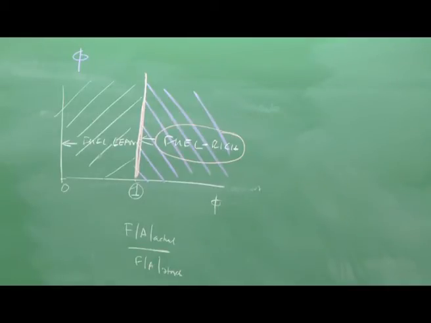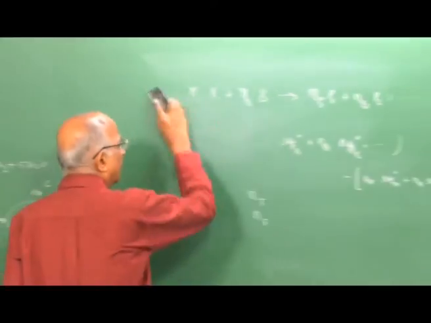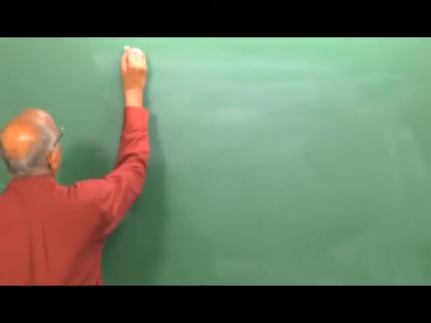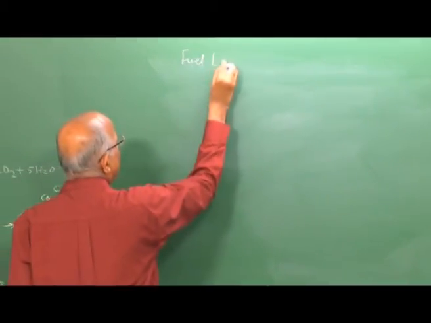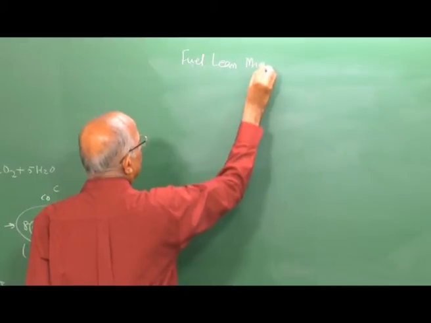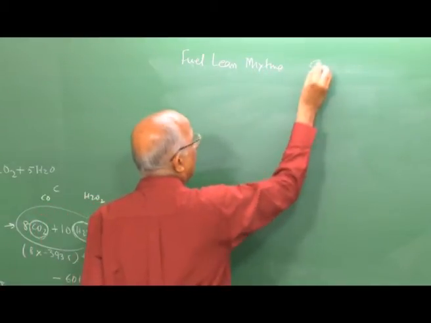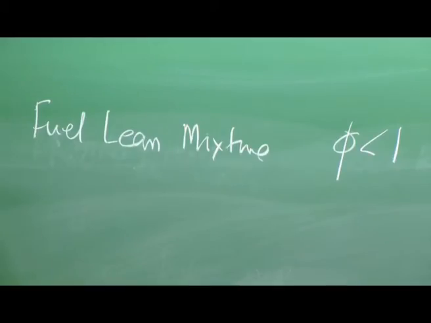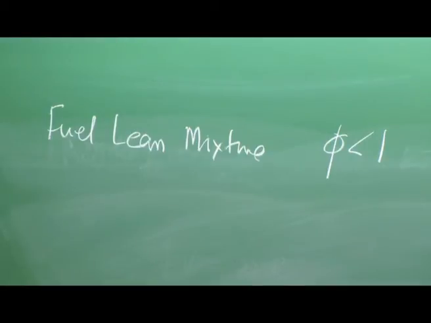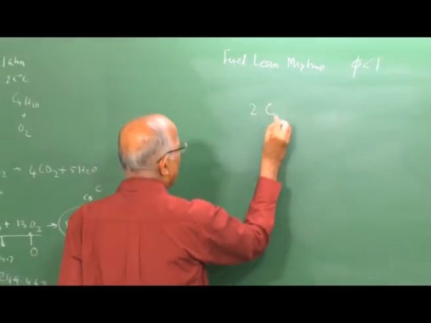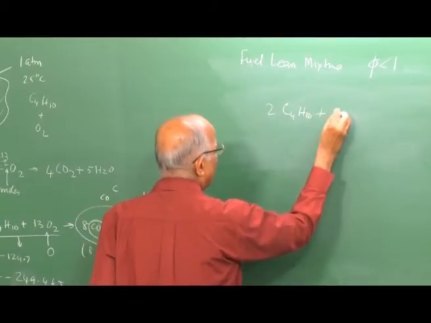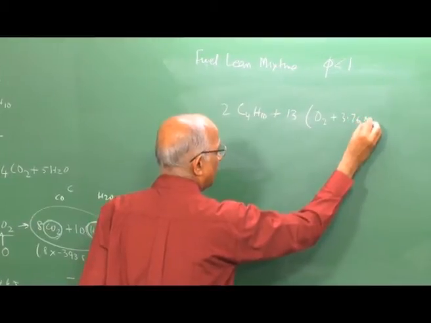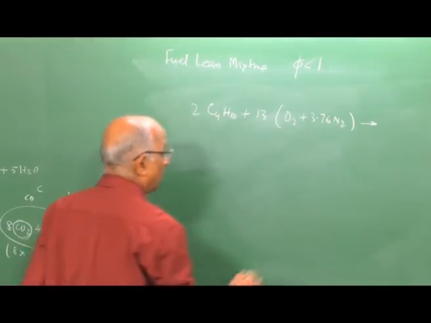Let us keep this over here because this is for stoichiometry. Let us proceed further. Let us consider the case of a fuel lean mixture. That means phi as per this is less than 1. Let us take the same example I took here. Instead of having this particular reaction wherein I had 2 C4H10 plus 13 into air, that is O2 plus 3.76 nitrogen, giving me products, I need to calculate the products.